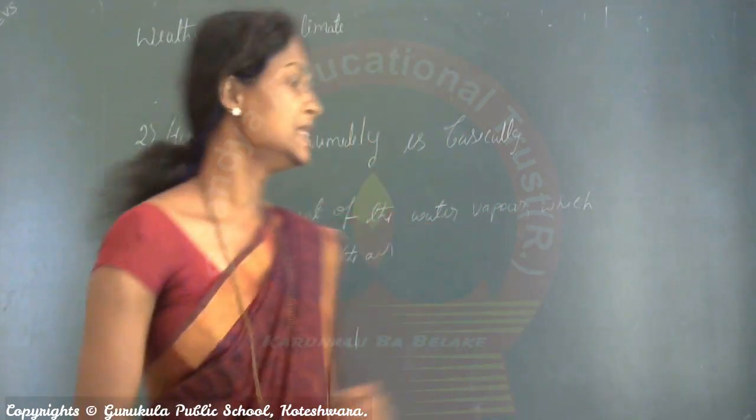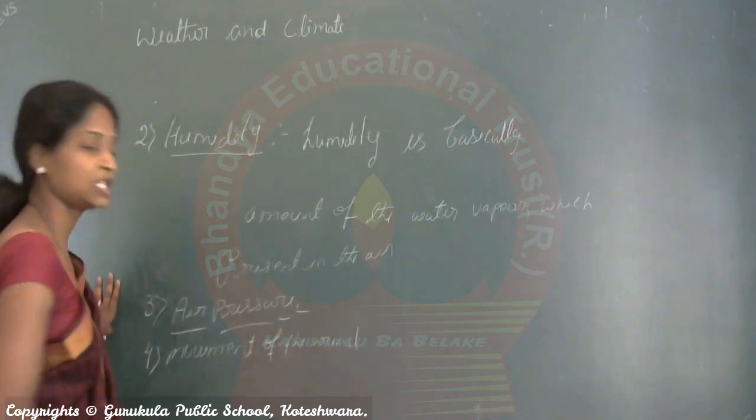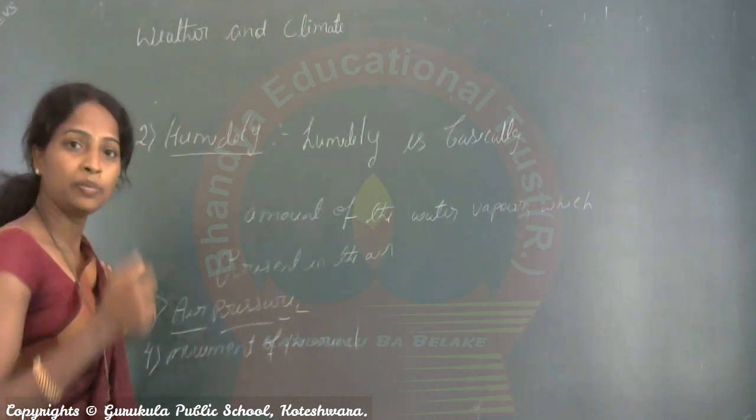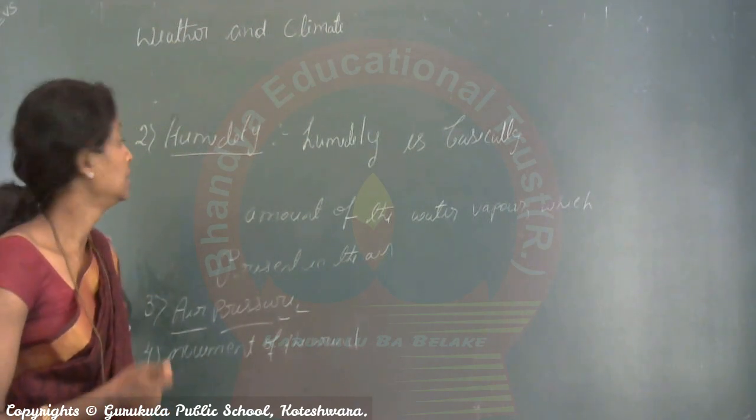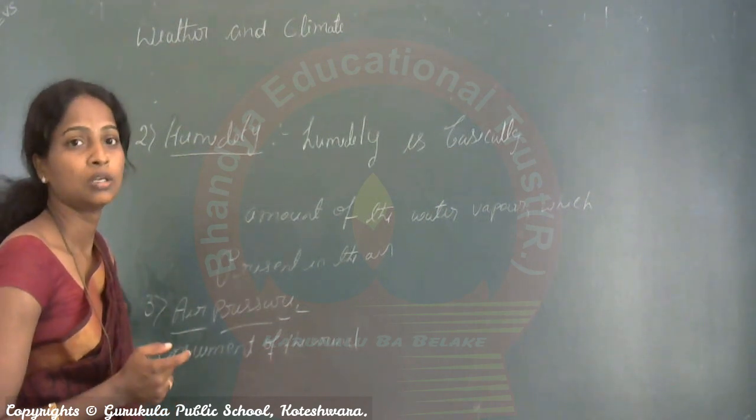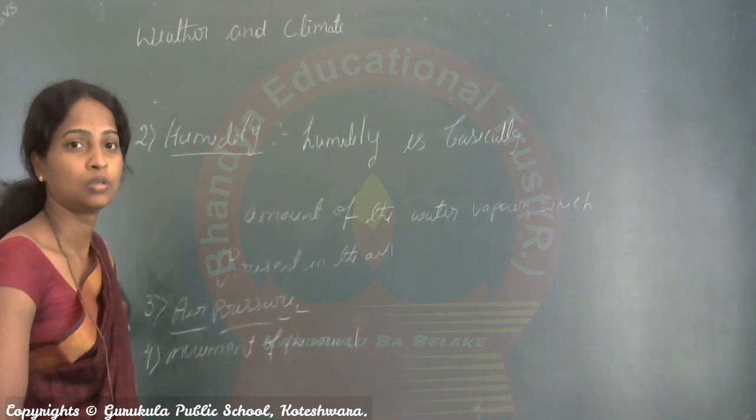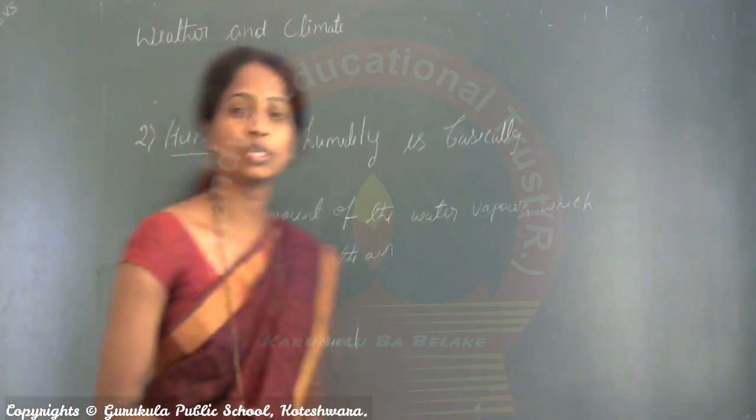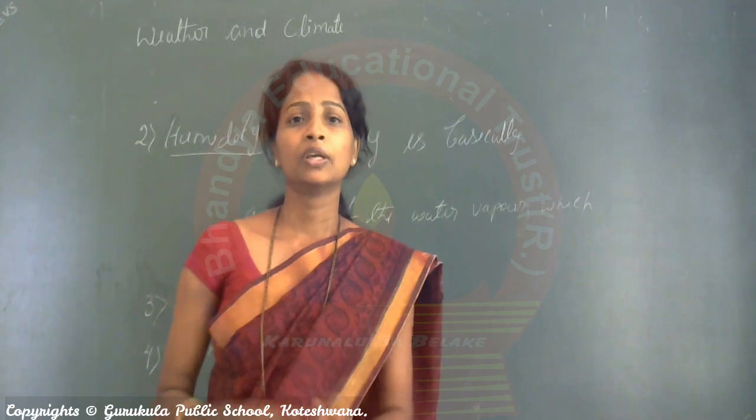So these are the main things: temperature, humidity, air pressure, movement of the wind, and rainfall. These we also have to consider in the weather condition. Okay. Next, children.